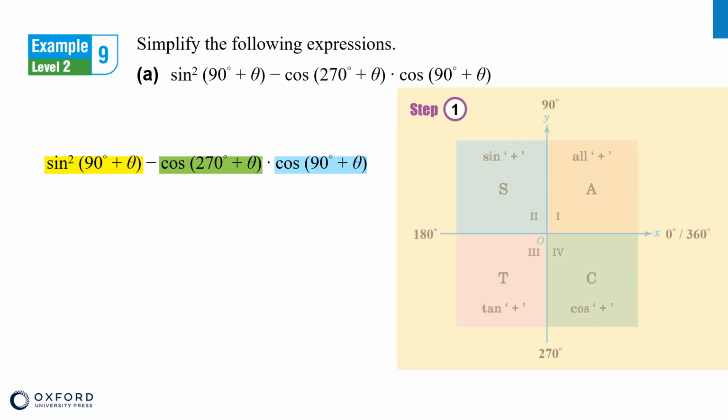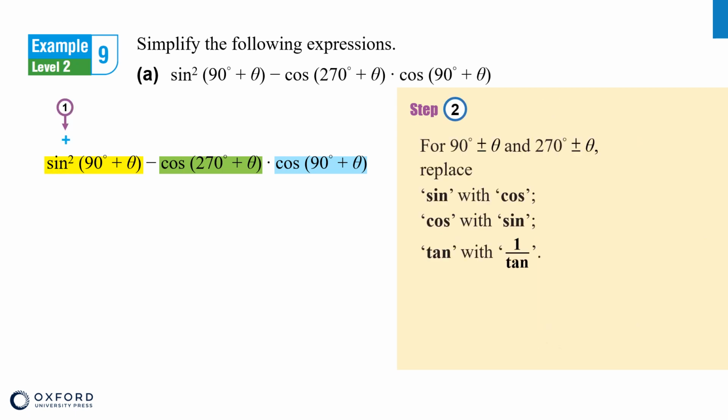Step 1, we determine the sign by using the CAST diagram. In this question, we just consider theta as an acute angle. Then 90 degrees plus theta is in quadrant 2, the S region. Sine of this will be positive, so it'll take the positive sign.